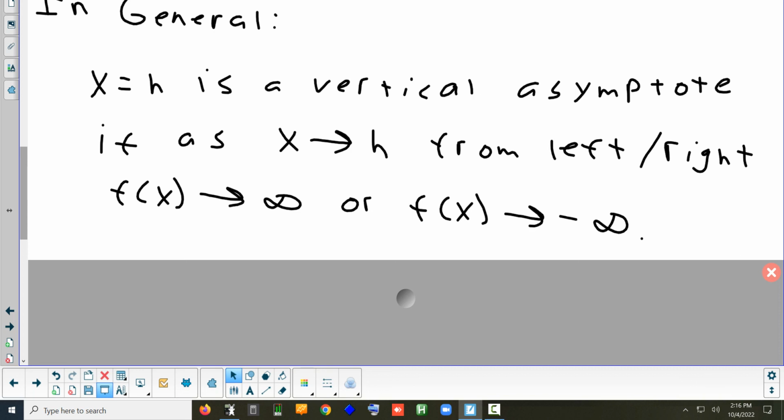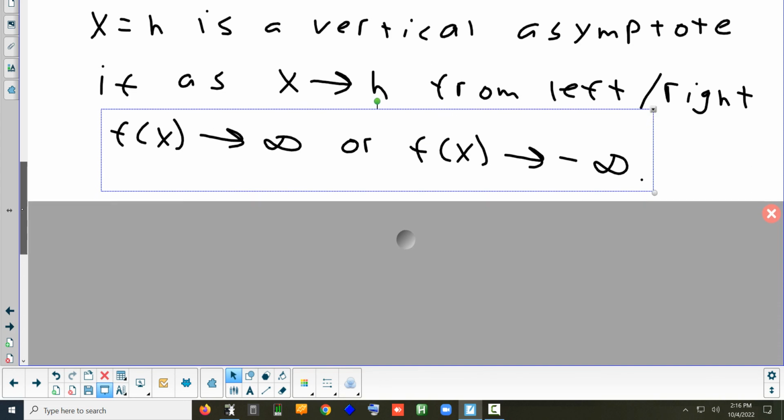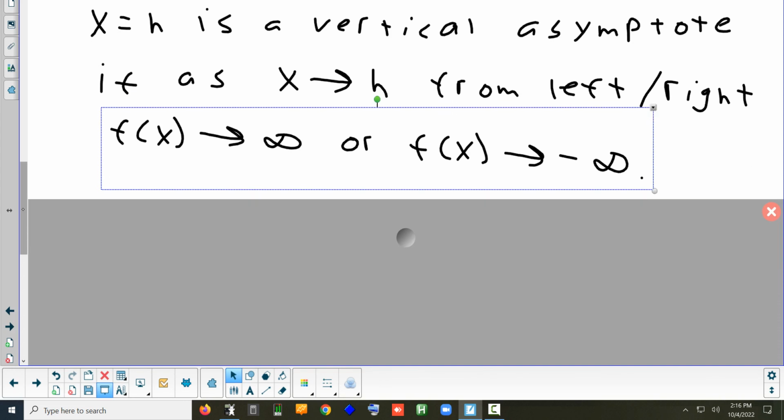Visually, it's when you approach a number from the left and the right, and all of a sudden, it curves up or it curves down. When you write the equation of a vertical asymptote, that's how you write it. It's not y equals, that's horizontal. This is x equals.